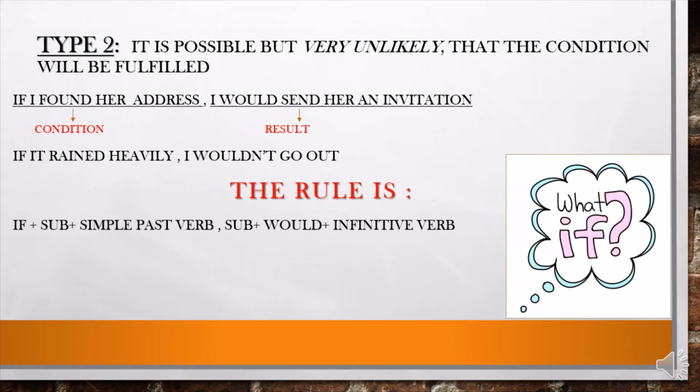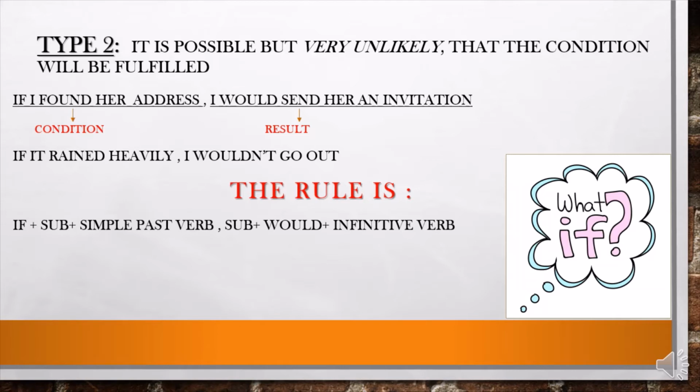And now let me talk about type 2. In type 2 here, the action is possible but very unlikely, and it could happen if the condition is fulfilled. Now look at the first example here.